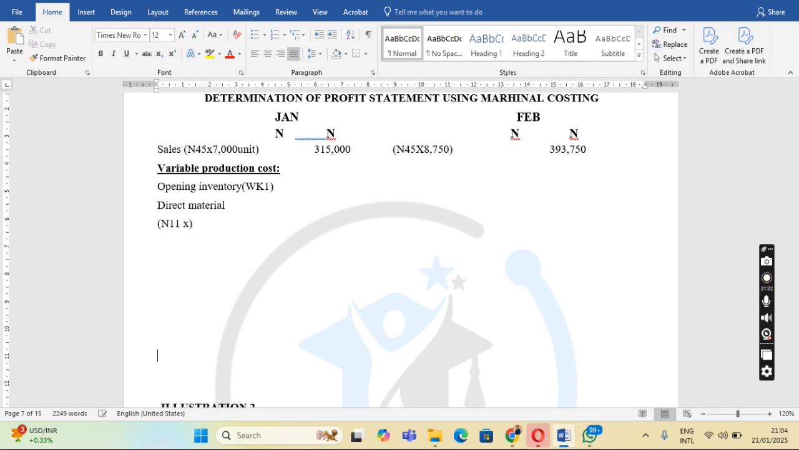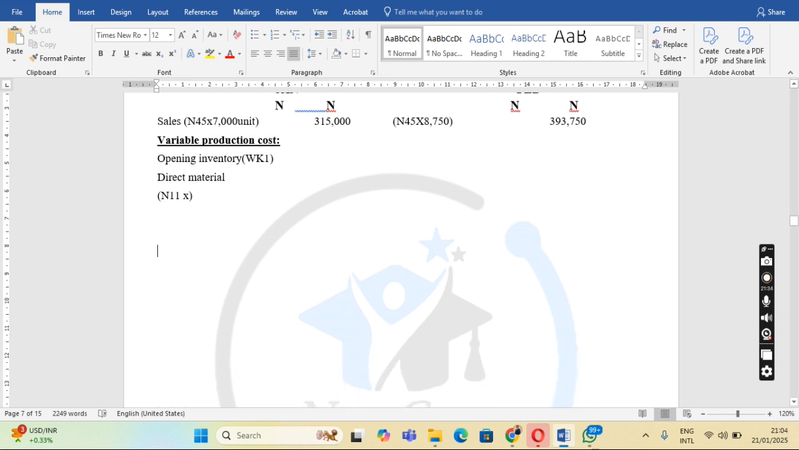So in this case, you can still have here workings. This will be our workings, right? This side will be our workings, work one, right? So we can have determination of opening.